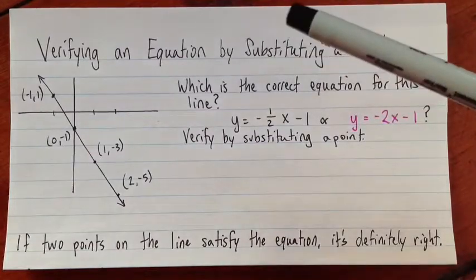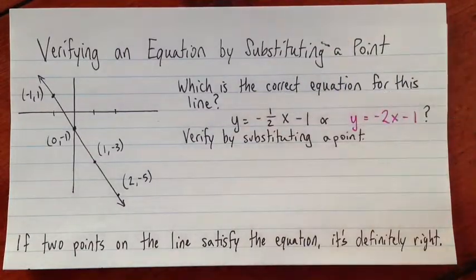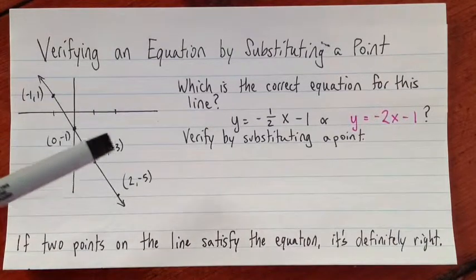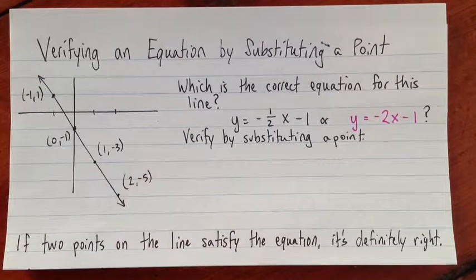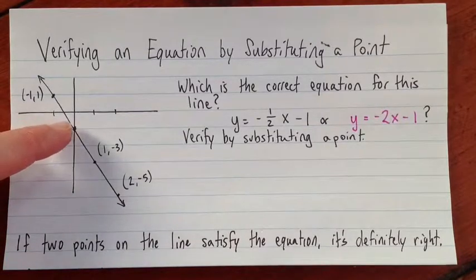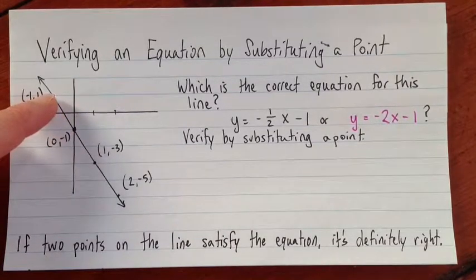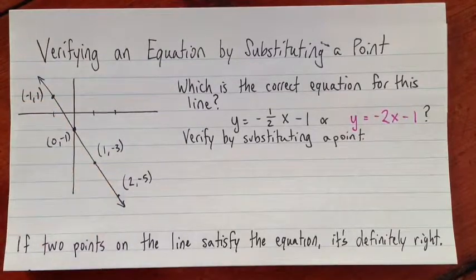You have other methods for checking whether the slope is negative a half or negative 2, but I'm going to show you this method for checking the equation, and then you'll be able to do it several different ways. What we're going to do is verify it by substituting a point. We're going to take one of these points on here, and if you were the one who came up with these equations, you should use a different point other than the ones you already used. So maybe when I was coming up with the equation, I used this point here and this point here. So I'll use this one down here.